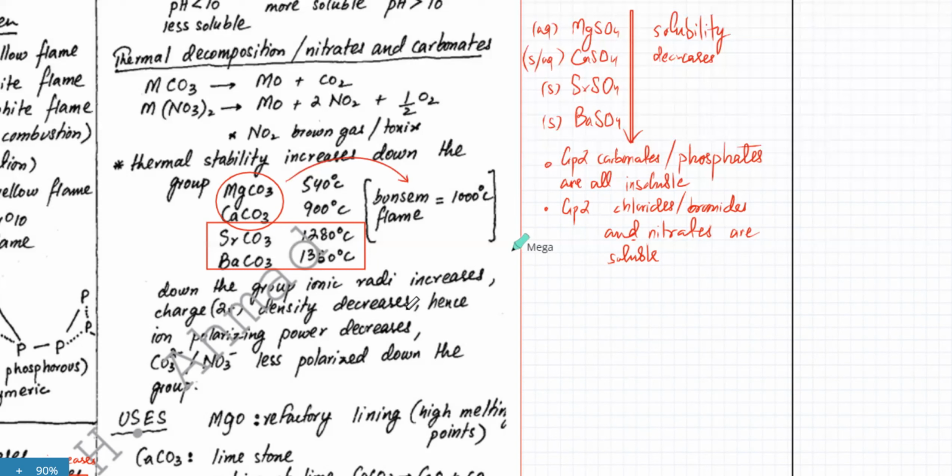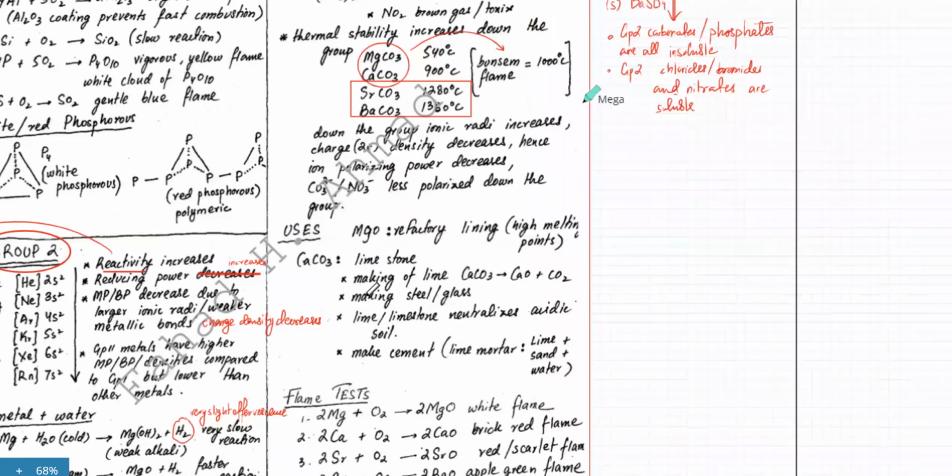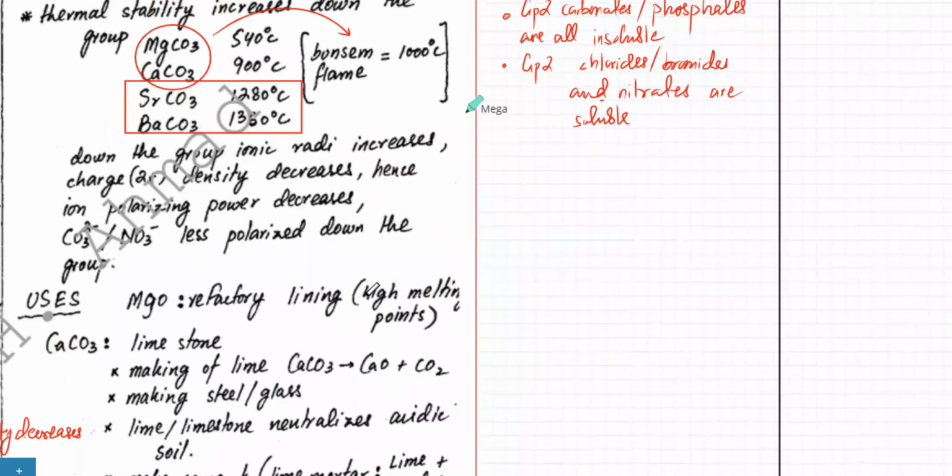Now, this over here is the reason why decomposition becomes harder down the group. So I'm going to quickly do the reason. For example, here's a magnesium ion. Magnesium is a small ion because it's up the group, so it's +2, and it's got a higher charge density. And here's my carbonate ion. Carbonate is C double bond O, and that is what carbonate looks like, CO3, with a -2 charge overall. So that's a carbonate ion.